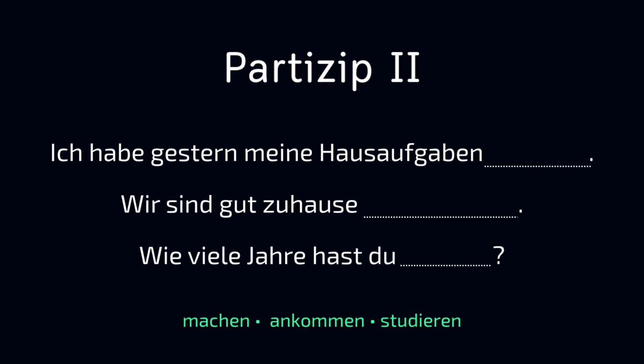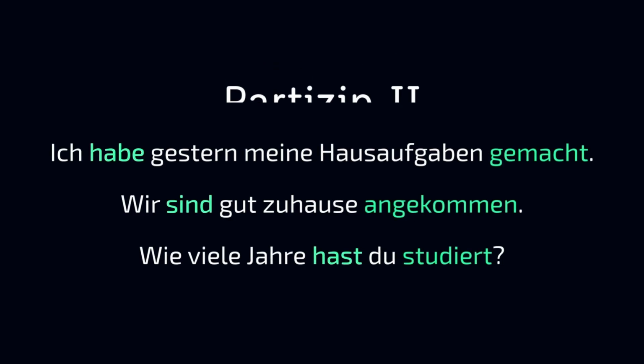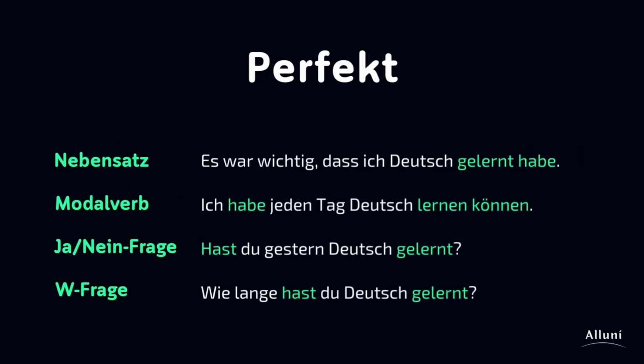Now let's do a quick check. Build the Partizip II, and where does the ge go? And here are the answers. How many did you get right this time? So in the normal main clause, the helping verb is always in second place, and the Partizip II goes to the end of the sentence. And here are a few more examples where we are not in a standard sentence. But getting all of these positions right is something for the future. At A1, you're golden if you just know the rules for standard sentences.